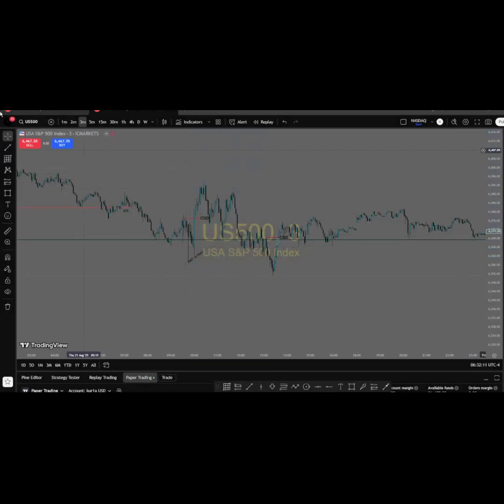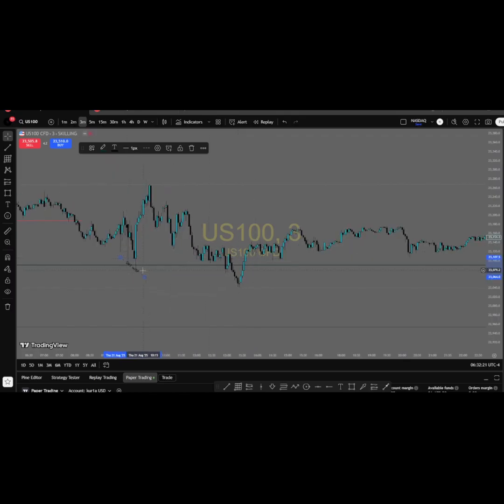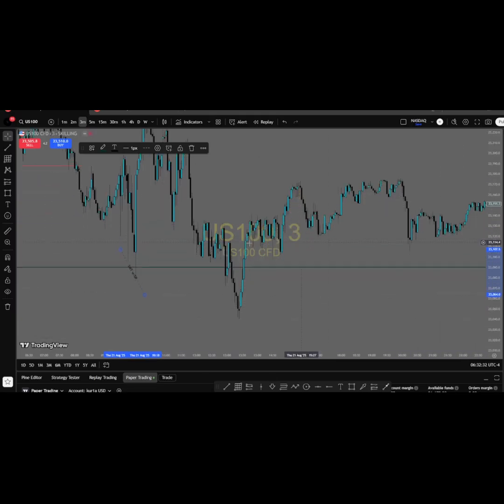So once we did this, once we had that sweep right here on US 500 and 100, they both swept the AM session lows. So once we did that, I took that as an opportunity to re-enter the trade on US 100. So this is where the change in state occurred, because this was the last down close candle that was involved in sweeping the AM session lows. This was the AM session low where we had marked the S&P at 10.